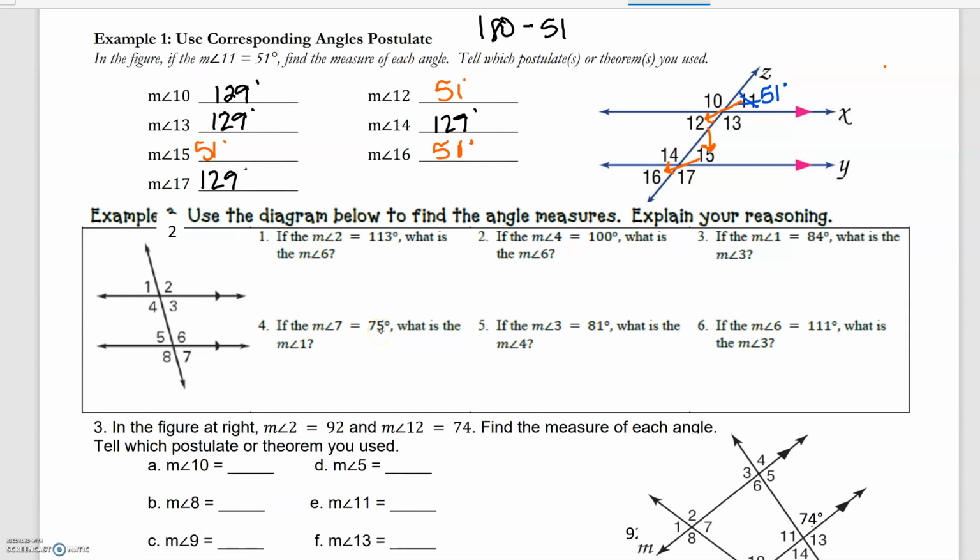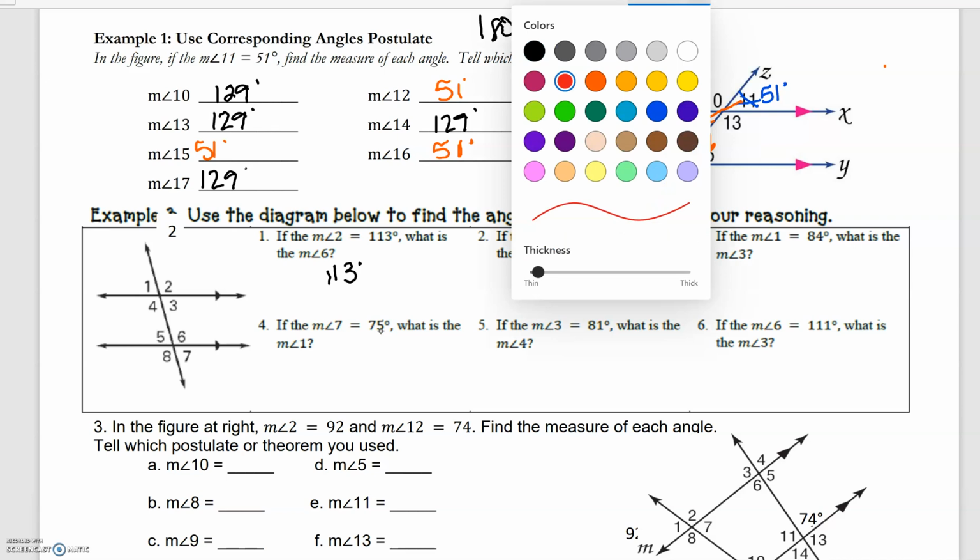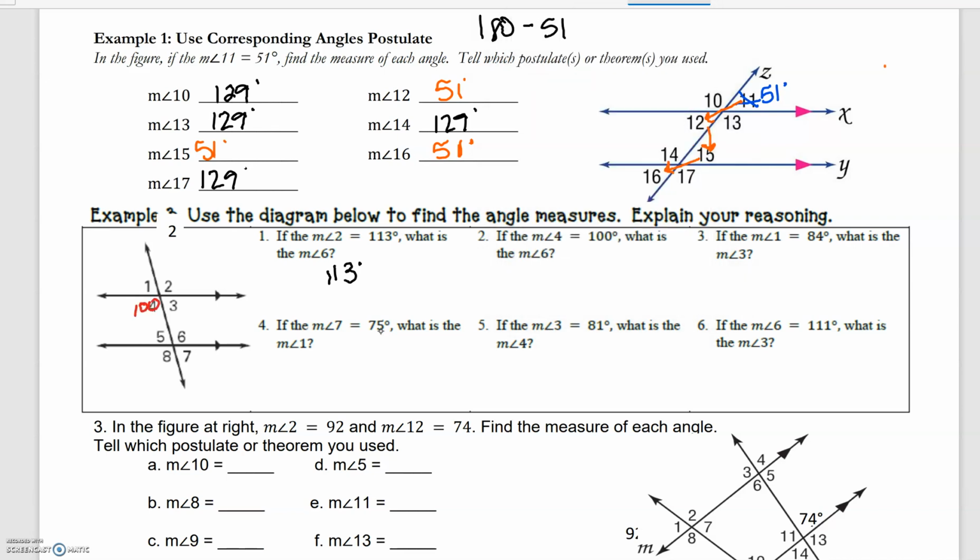So for example, if the measure of angle 2 is 113, what is 6? Well, 6 and 2 are corresponding, so 6 should be the same. If 4 is 100, what is 6? Well, these are alternate interiors, so they should be the same, so it should be 100. And then the next one, 1 is 84. What is 3? Well, 3 is vertical to it, so it should be the same, 84.